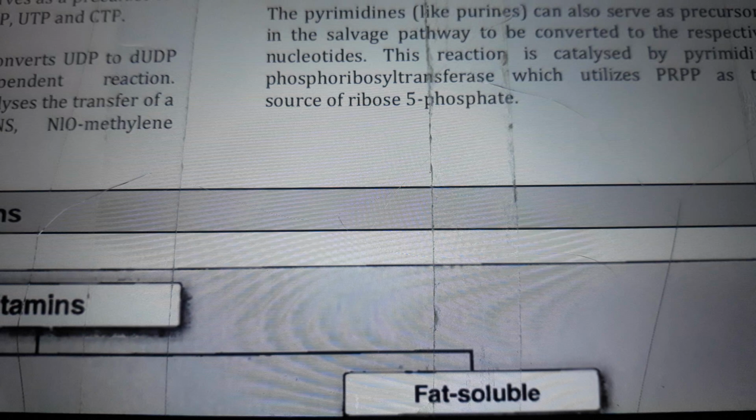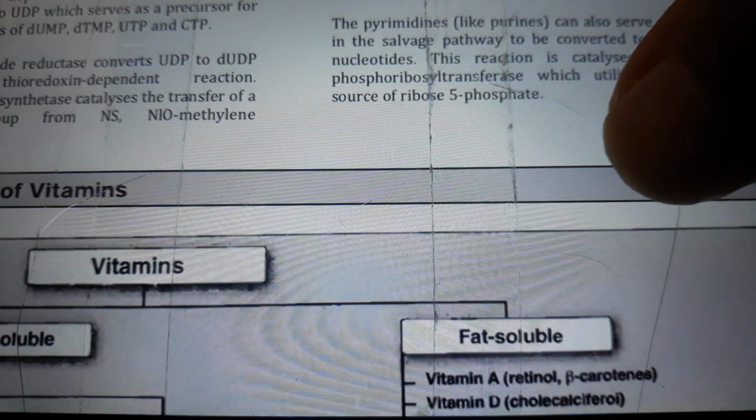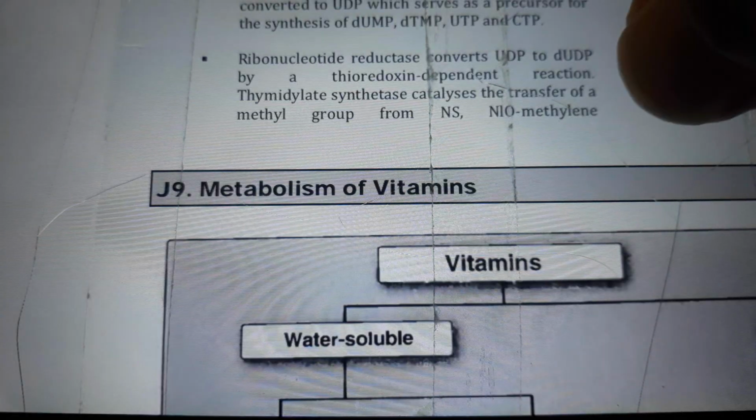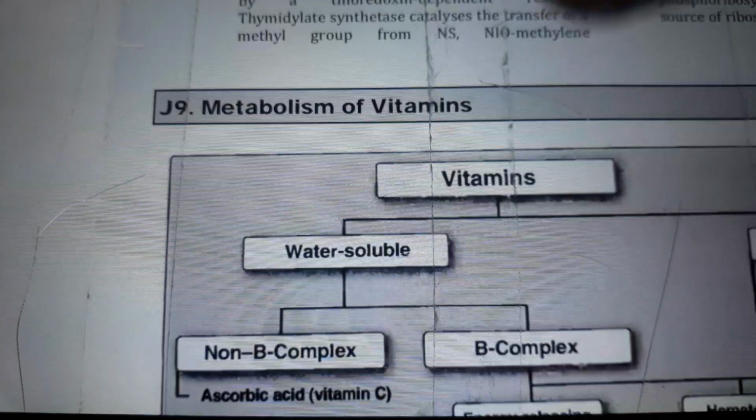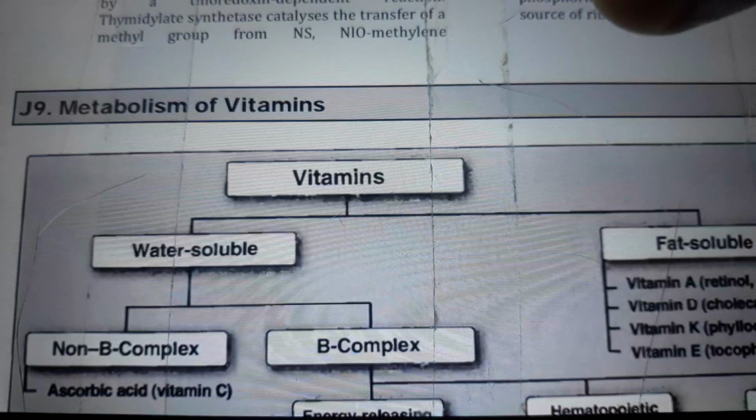Salvage pathway. The pyrimidines, like purines, can serve as precursors in the salvage pathway to be converted to their respective nucleotides. This reaction is catalyzed by pyrimidine phosphoribosyltransferase, which utilizes PRPP as the source of ribose 5-phosphate. Okay, now we go on to the next topic. That's section J9, metabolism of vitamins.